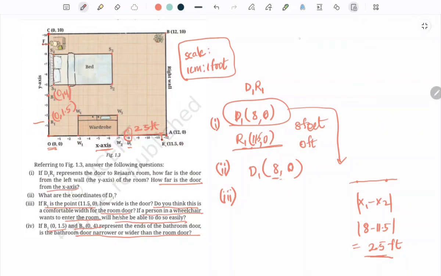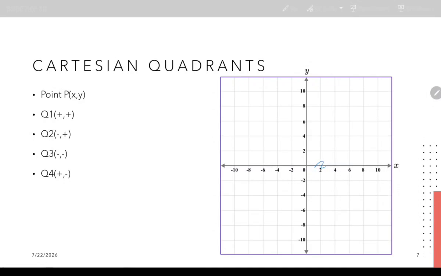So the x coordinates are obviously 0. So what is the distance? 4 minus 1.5 mod, which is 2.5. 2.5 units or 2.5 feet. To be specific, here we are given feet, so it's 2.5 feet. This was also 2.5 feet. Now is it narrower or wider? It's the same.